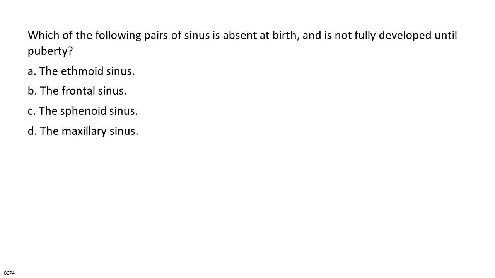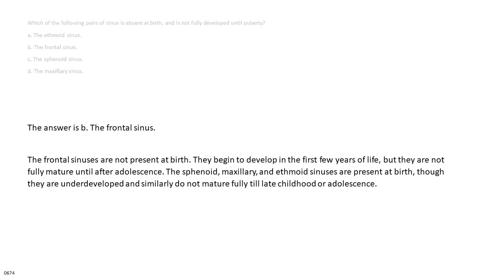Which of the following pairs of sinuses is absent at birth, and is not fully developed until puberty? A. The ethmoid sinus. B. The frontal sinus. C. The sphenoid sinus. D. The maxillary sinus. The answer is B. The frontal sinus.